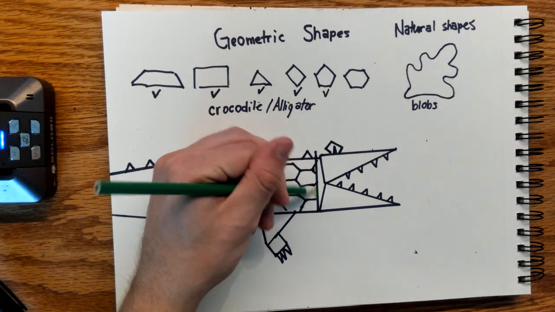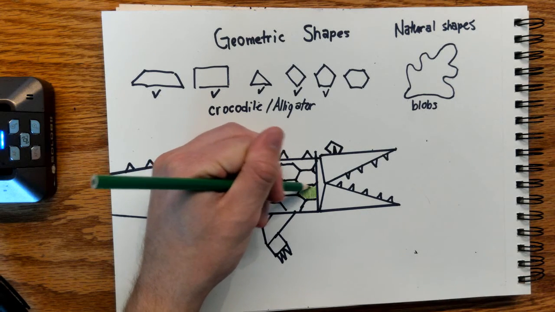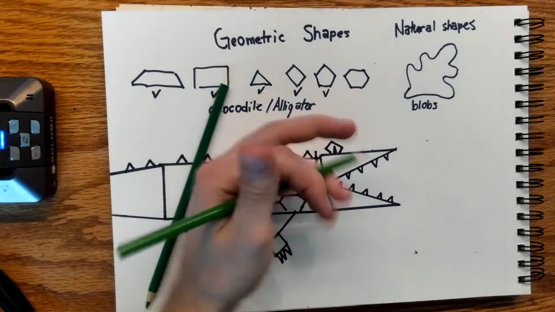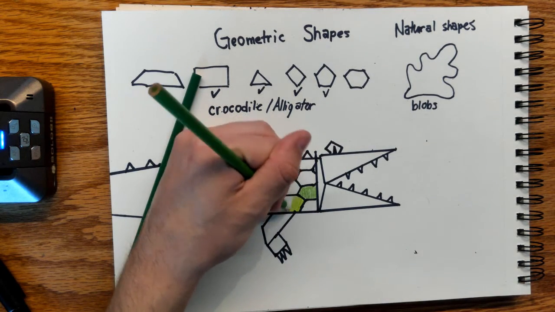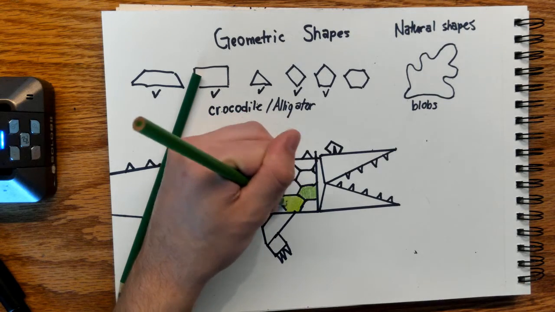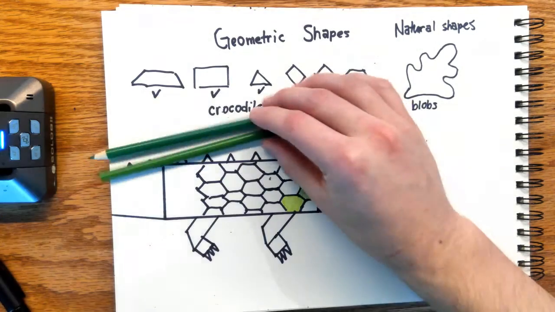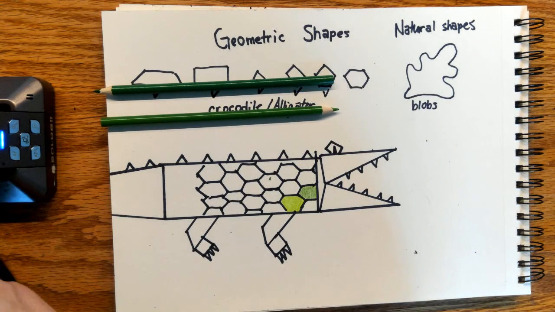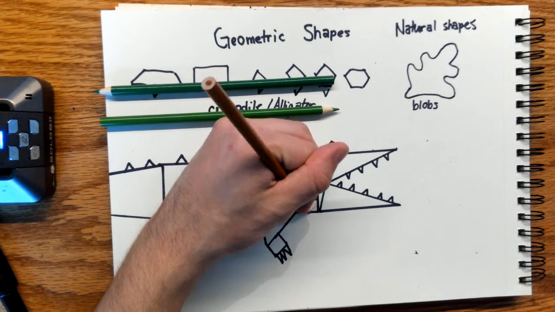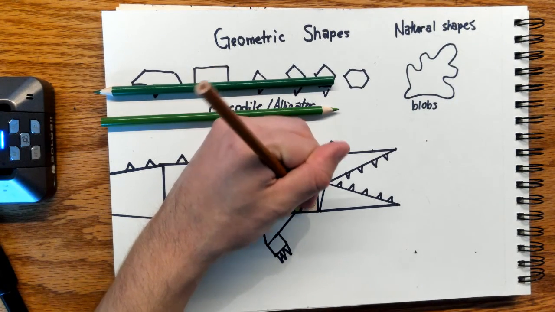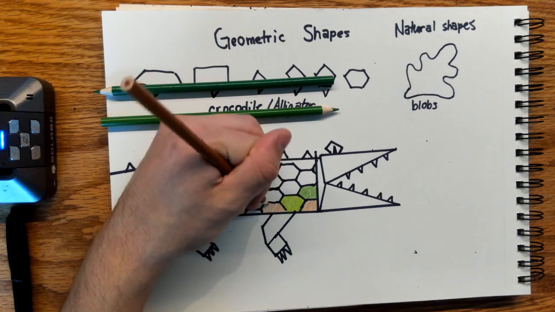So I might go into one scale with this kind of mossy dark green, and then do another scale with light green. And just switch back and forth. Maybe I'll make one of them brown because alligators like to hang out in the mud and they get dirty and they don't really mind. So maybe I'll make the ones on his belly brown, and that'll be like he was laying in the mud.